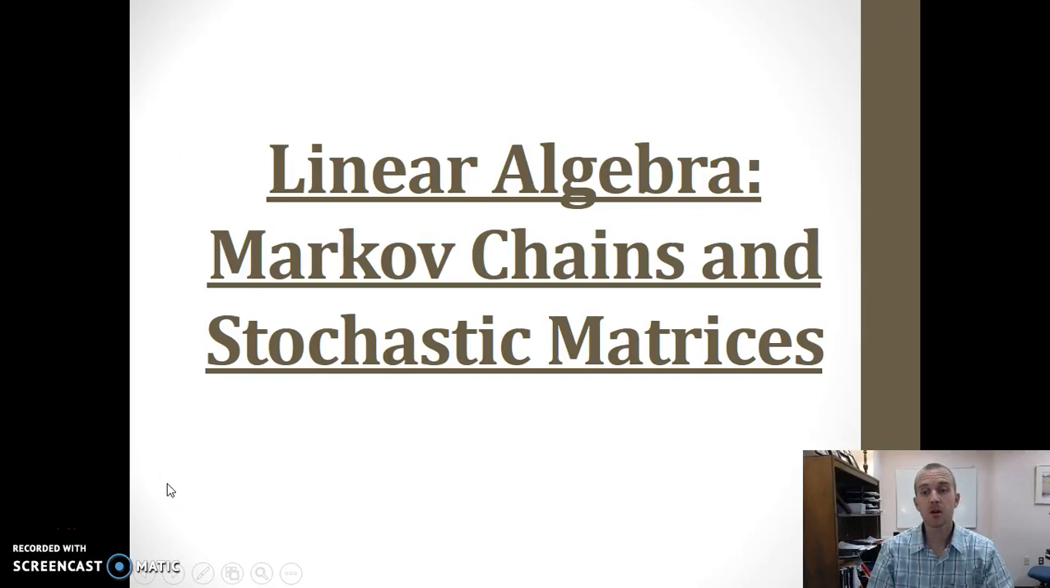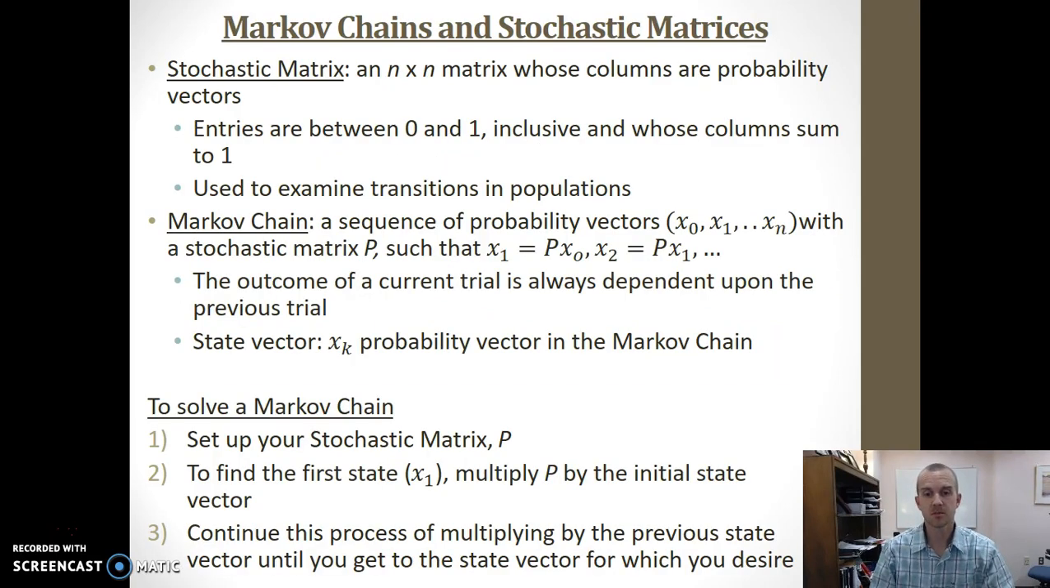This video will discuss Markov chains and stochastic matrices. Now, a stochastic matrix is a square matrix whose columns are probability vectors, which means their values have to be between 0 and 1 inclusively, and that column has to sum to 1. Often we use this when we're talking about transitions in populations, and that can change as to what types of populations we may be dealing with.